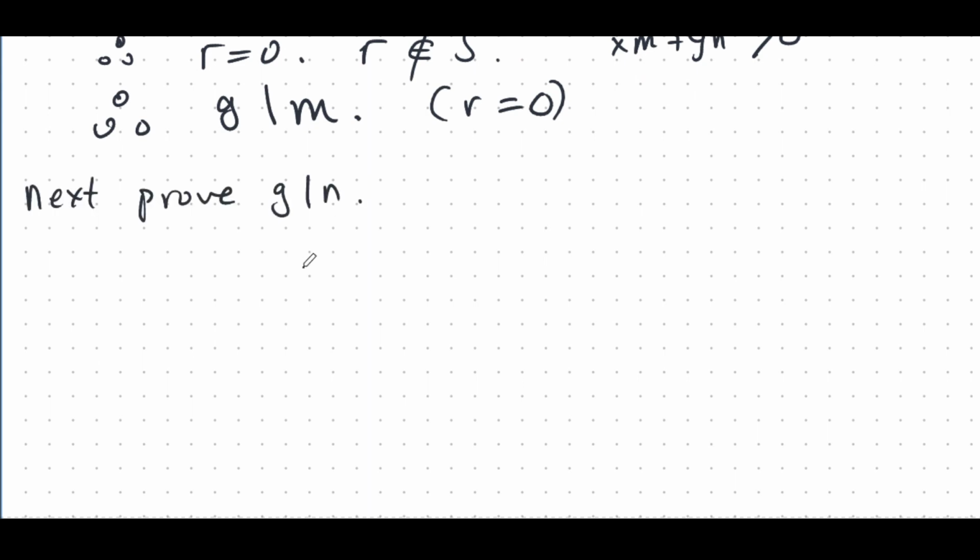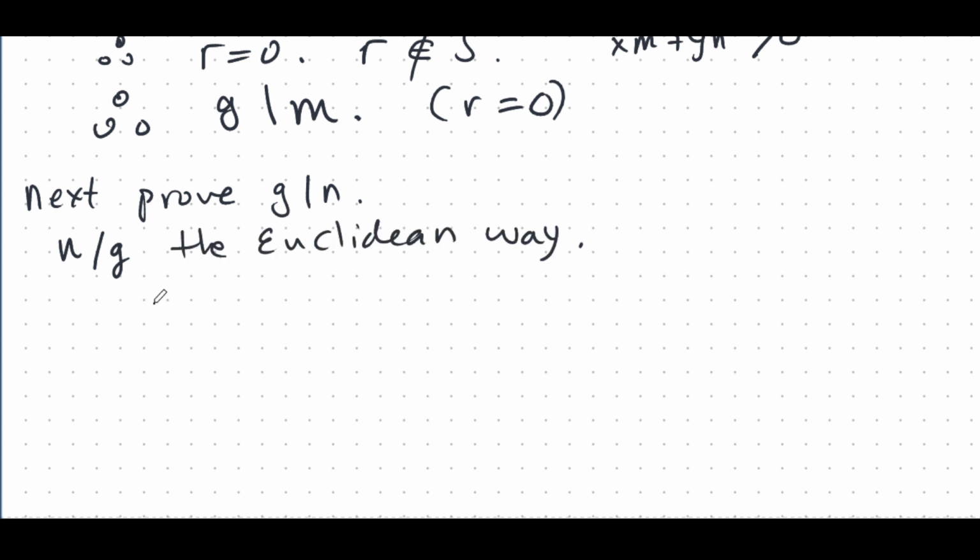So the next step is to prove G divides N. And we do it exactly the same way. That's the beauty of this proof, that there's a symmetry to it. Okay, so let's do N divided by G the Euclidean way.